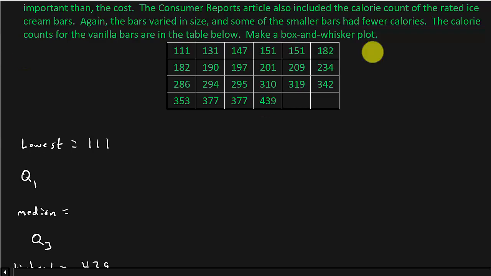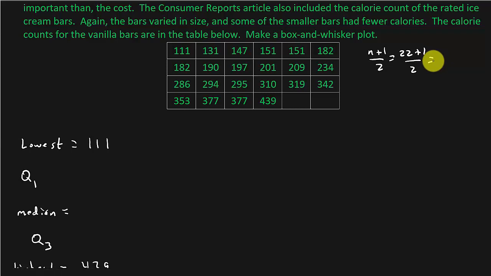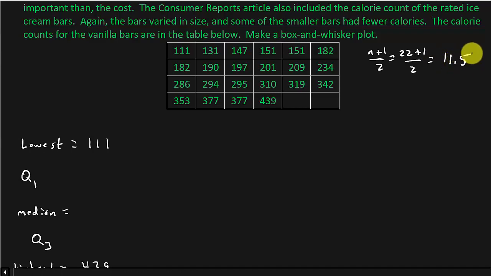So we've got n plus 1 over 2. That's 22 plus 1 over 2, which is 23 divided by 2, which is 11.5. So we're going to be falling in between 2 numbers. 1, 2, 3, 4, 5, 6, 7, 8, 9, 10, 11, and 11.5 is going to be in between these 2 numbers here. Those are my 2 middle values.